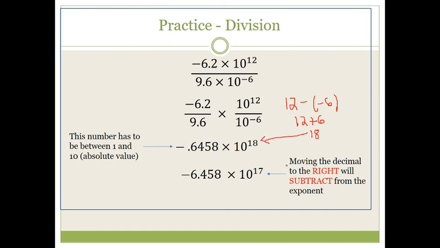But here's the problem. Here again, I have a number that's not between 1 and 10 absolute value-wise. I'm going to have to move that decimal 1 to the right. If I move to the right, I subtract from the exponent. So it goes from 17 to 18.